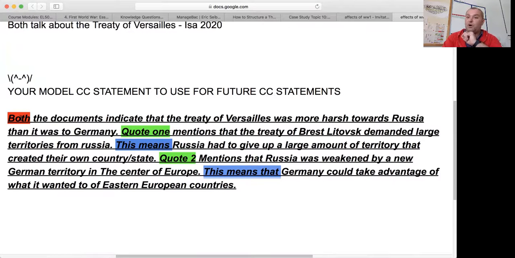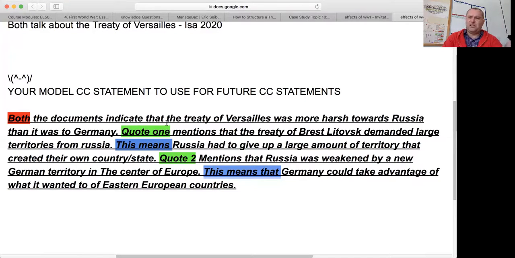So I highlighted the both. The highlights I put in, but the document itself was the one that they put together. So we're going to start with the comparison. First, you want to mention the two documents. Both the documents indicated, now right here, right away, they didn't indicate the specific documents.